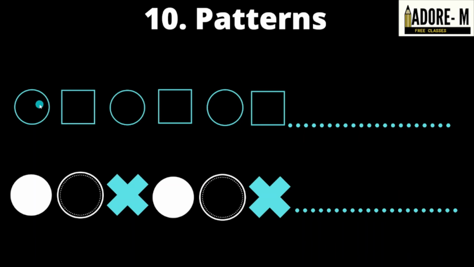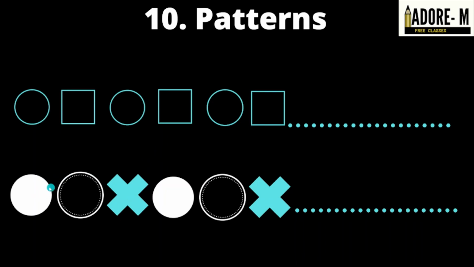First is circle, second is square, and third is circle, fourth is square, and then circle, and then square. So you see it comes alternately. First comes circle, then square, and then circle, then square. So what is going to be next? After this square, what is going to be here? Here comes a circle.